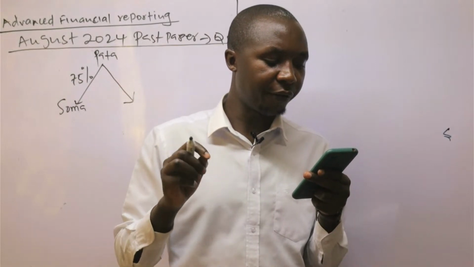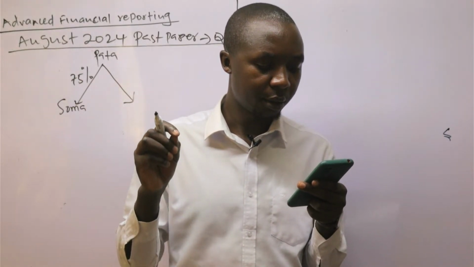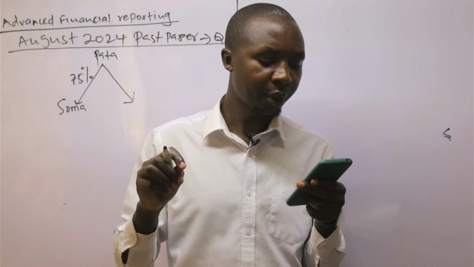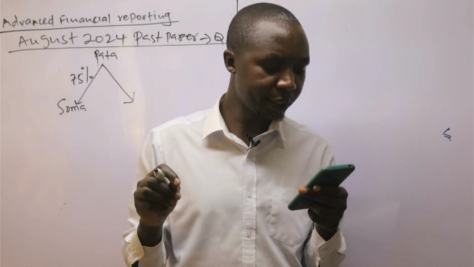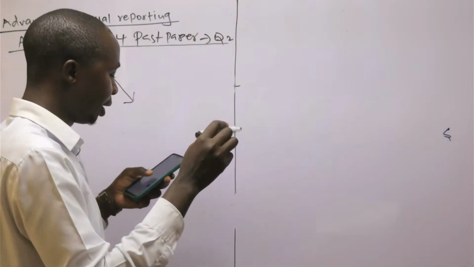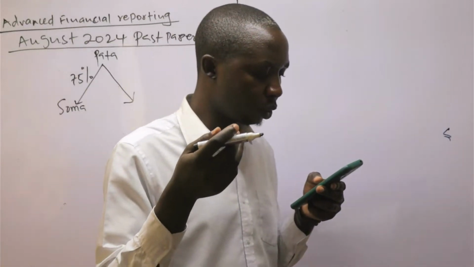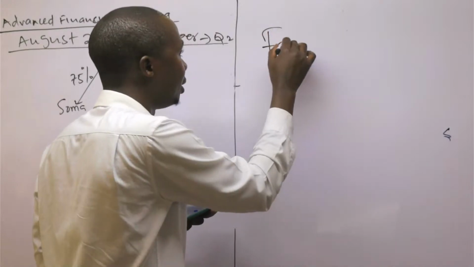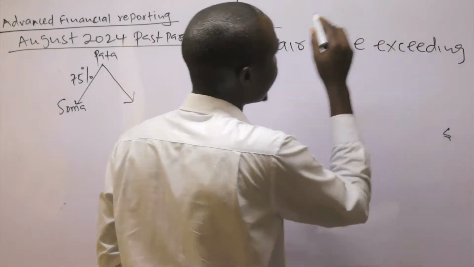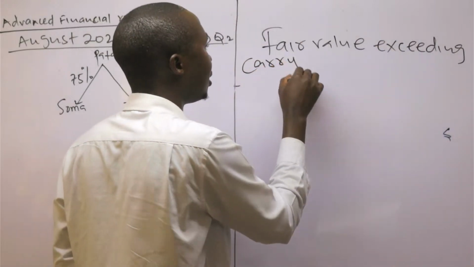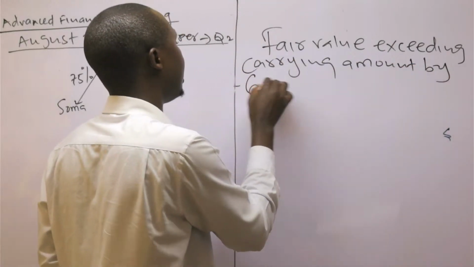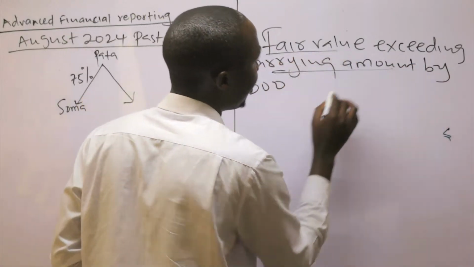At the date of acquisition, the fair value of identifiable assets approximated their carrying value, with the exception of an item of plant, which had a fair value exceeding its carrying amount by 600. The plant had a remaining economic useful life of 6 years at acquisition. So the fair value was in excess of the carrying amount by 600.